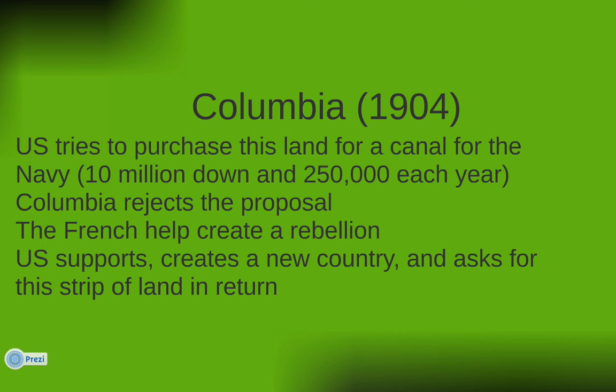What happens is Roosevelt, not necessarily Roosevelt himself, but the United States, communicates with France to get control of this, and the French agree to help create a rebellion down in Colombia in this area, which is how we get Panama. So the United States lands Marines and supports the rebellion here and asks for a new country to be here called Panama. And in return for their help in creating the country of Panama, the United States gets this area of land that they build this canal upon, and the canal opens in 1914.